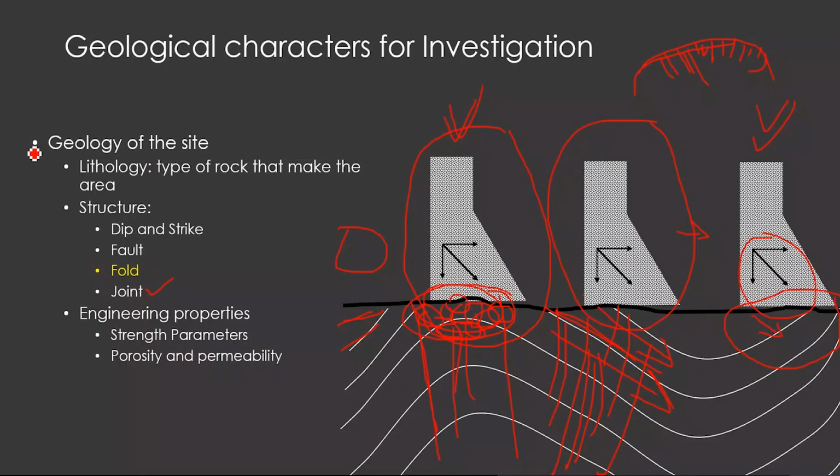Then this is the second geological characteristic of the site. After studying the geological characteristics of the site, like lithology, structure and joints, the engineering properties are going to be characterized during the rock quality measurements: porosity, permeability, strength parameters, all different varieties of strength parameters. All those things are going to be calculated for that particular site in detail.